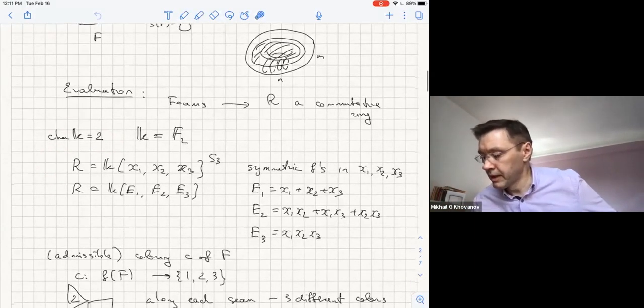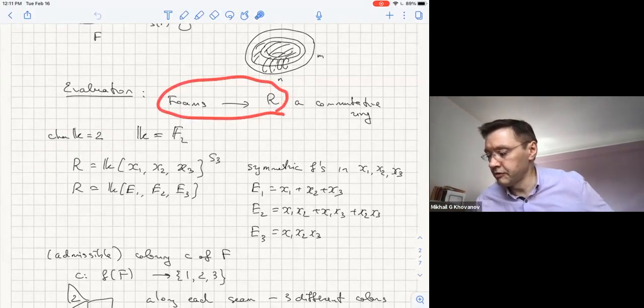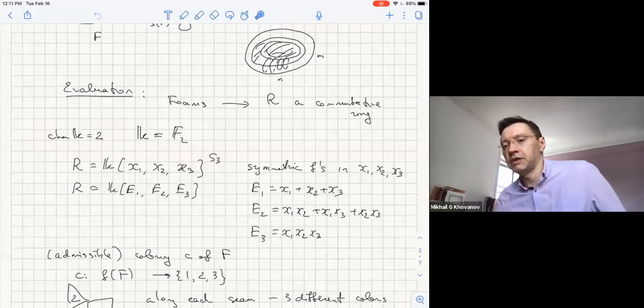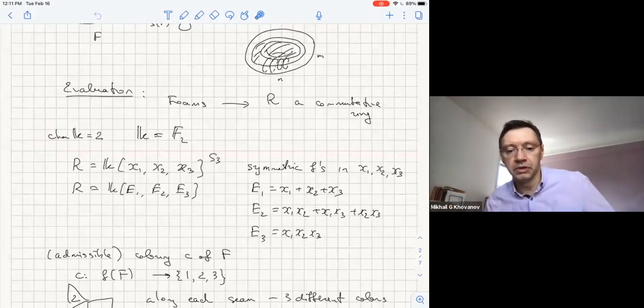So let me give you an example of such a map. And we're going to work in characteristic 2, which simplifies definitions. So there are no signs. You can ignore possible signs.